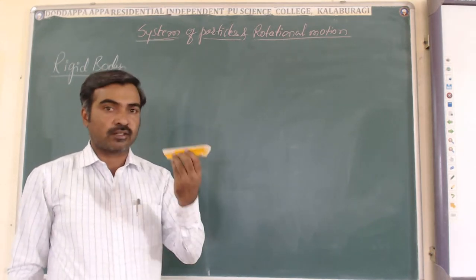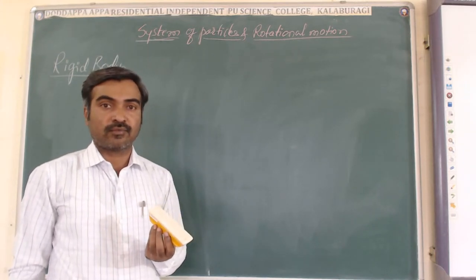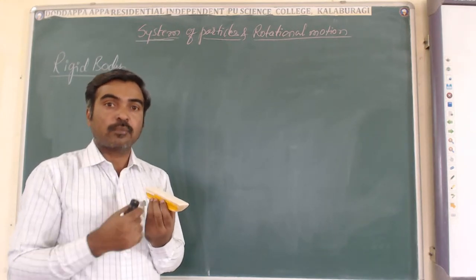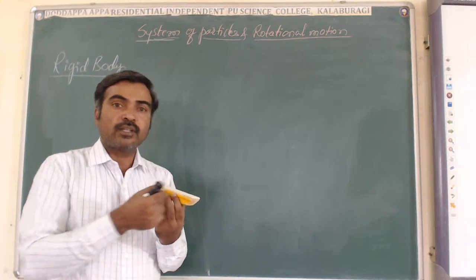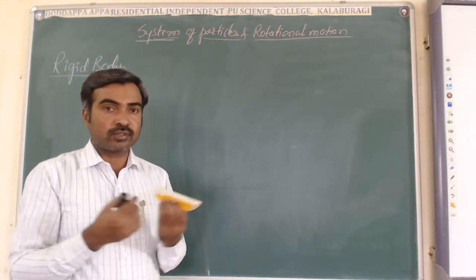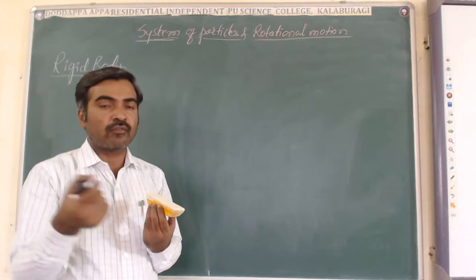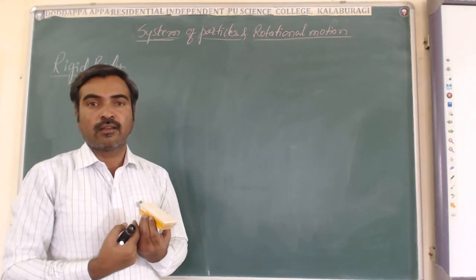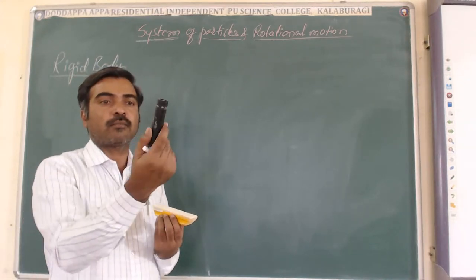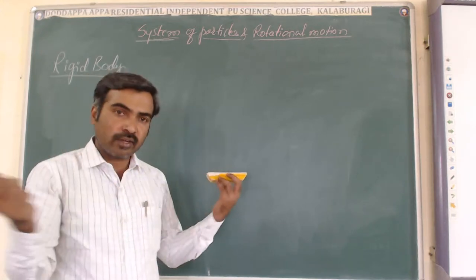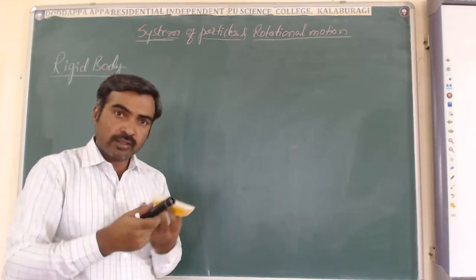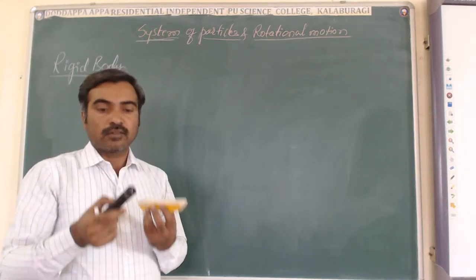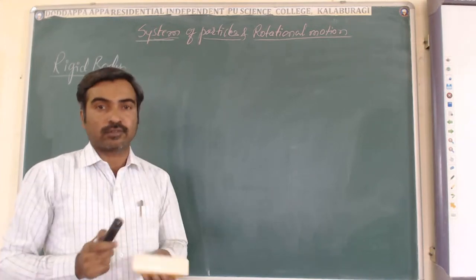The minute, microscopic particles, all are placed at a certain distance from each other. Of course, they are very close to each other, maybe in terms of microns. Even in this iron piece, the iron particles are very close in this object, but they still have a certain distance between each other. When I apply force on this body, the distance between the particles should not alter.